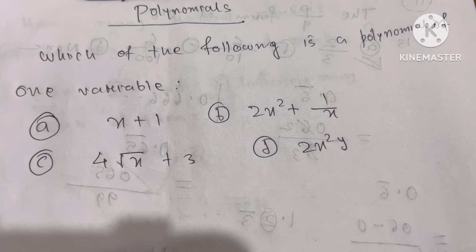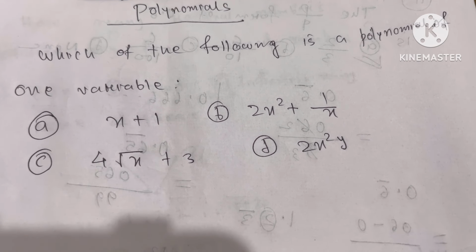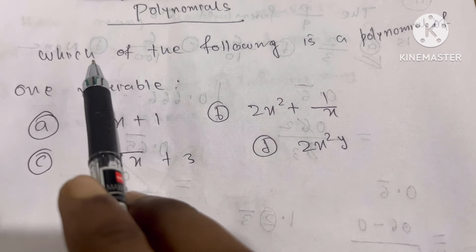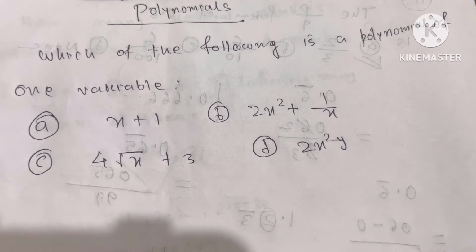Okay, so next I'll discuss some MCQ questions on polynomials, chapter 2. First question: which of the following is a polynomial of one variable? First you should understand what we mean by polynomial. A polynomial is an algebraic expression which has positive degree. Sometimes the degree of the polynomial will be 0, but the degree will always be either 0 or a positive number.